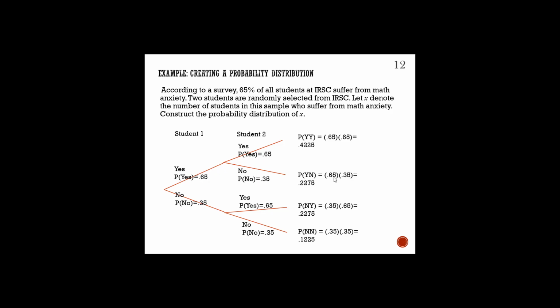0.65 times 0.35 for a yes-no is 0.2275. And then for a no-yes, it's exactly the same thing. Those numbers are just reversed order, 0.2275. And then for no-no, it's going to be 0.35 times 0.35, or 0.1125.